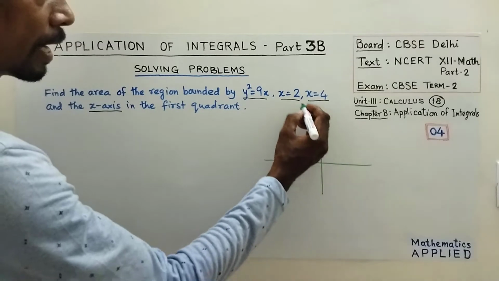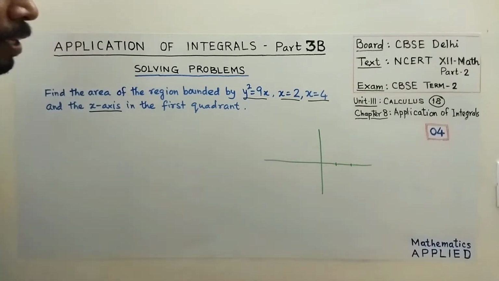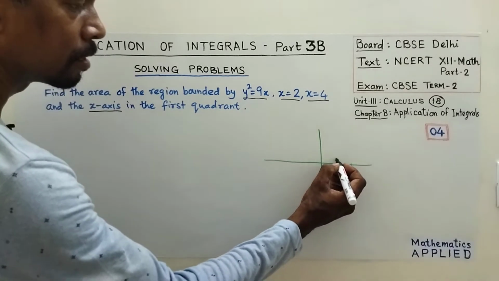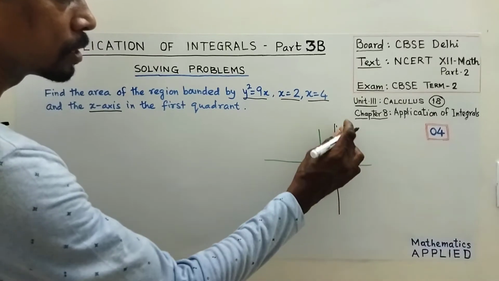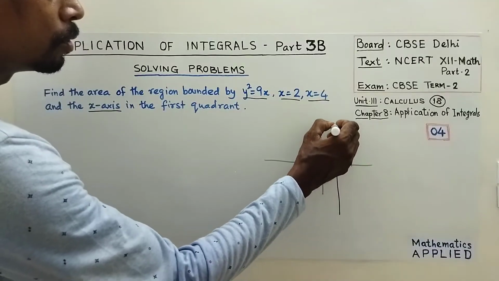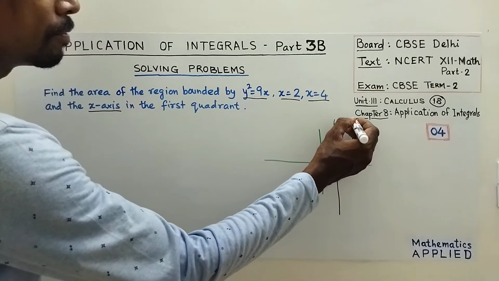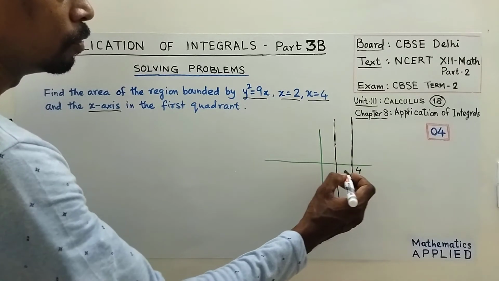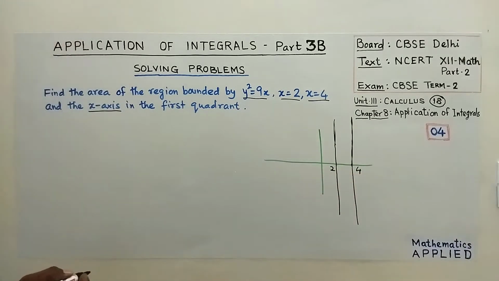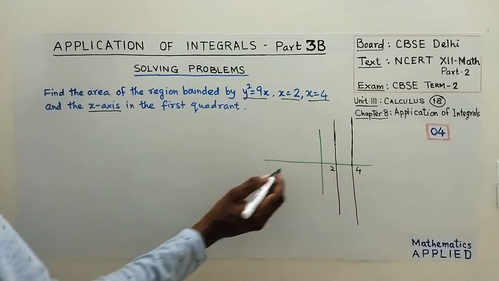This is x equals 2. So let's take 2 over here, 4 over here. Let's say that is the point. And the curve is going to be x equals 2, a straight line which is parallel to the y axis, and another line which is again parallel to the y axis but at x equals 4. So these are the two lines, right? Now this is point 0.